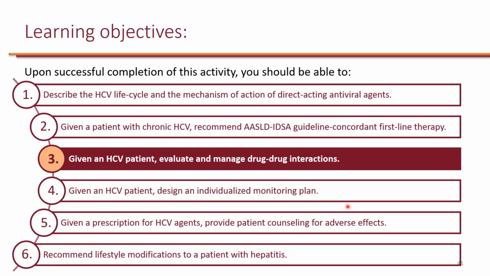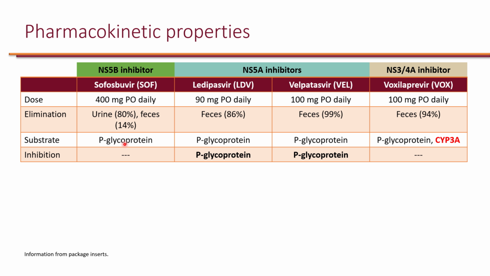We described the hepatitis C virus life cycle and looked at the mechanism of action of direct-acting antiviral agents. We also looked at recommendations from AASLD IDSA guidelines for genotype 1, 2, and 3. Now the next learning objective is, given Hep C patients, evaluate and manage drug-drug interactions. As you can see, all of these direct-acting agents are substrates of P-glycoprotein. So that's something that stands out for these agents.